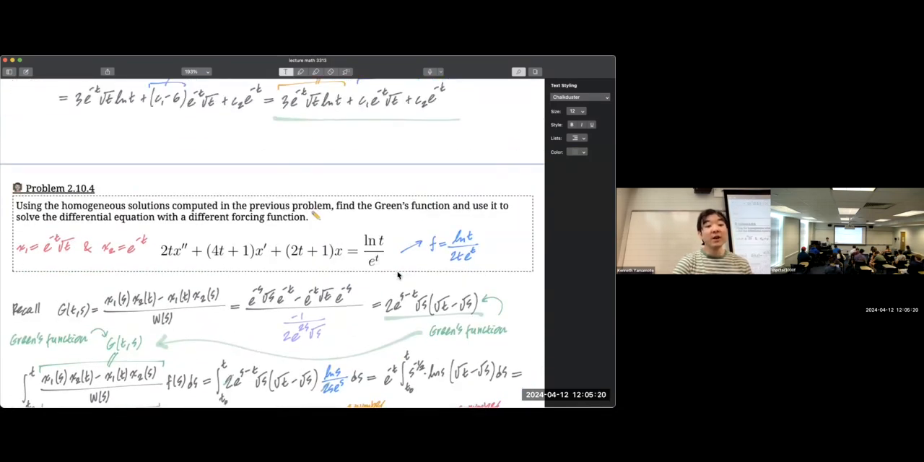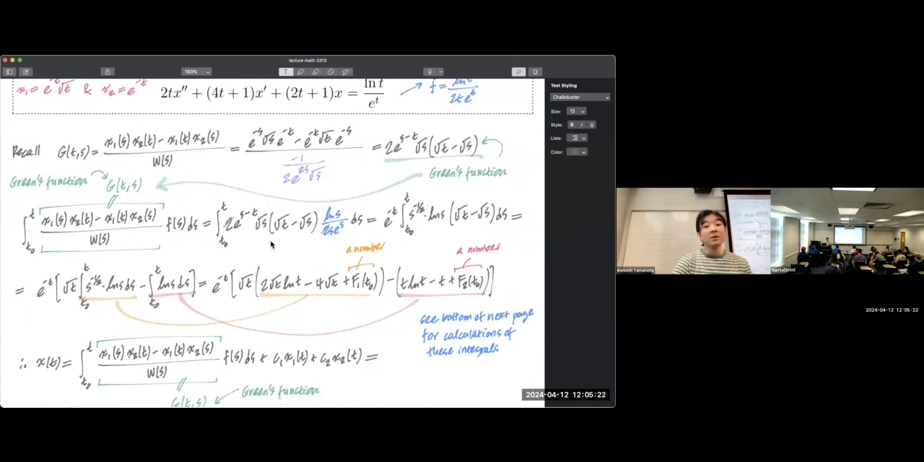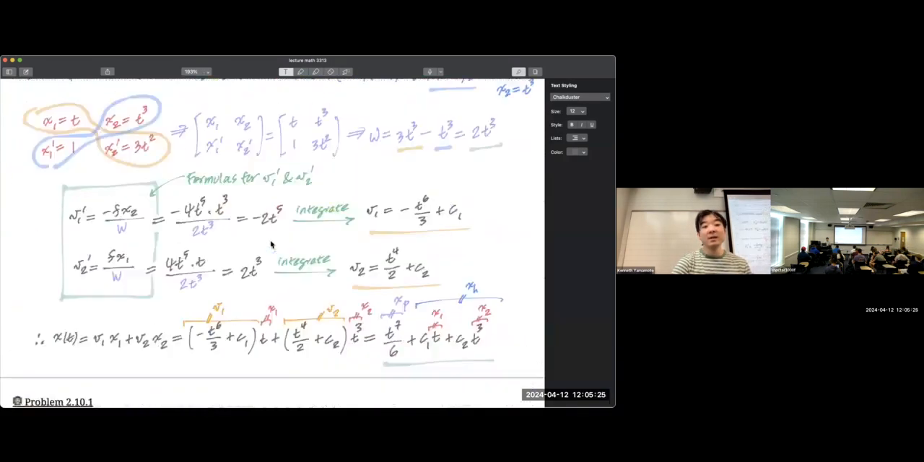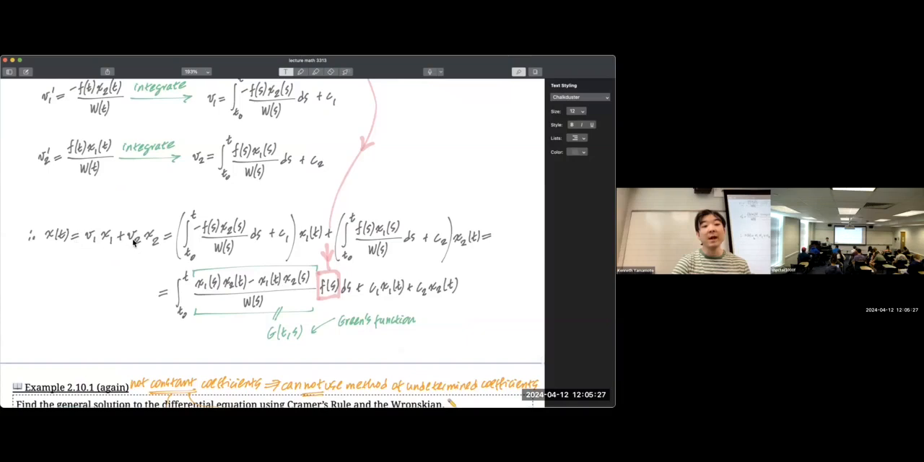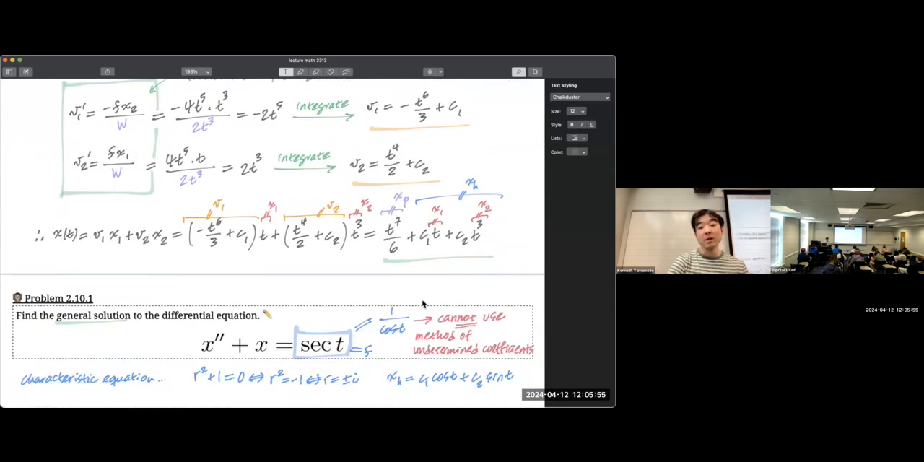In addition to variation of parameters, you could also use the Green's function. The nice thing about the Green's function is that it just gives you a direct answer. Your answer v1 x1 plus v2 x2 is what you would find with variation of parameters, after going through the trouble of finding v1 and v2. But all of that reduces to this expression here, so you can just use this directly. The price you pay is that it might be a little work to compute this integral of the Green's function. So you have those two ways: variation of parameters as well as the Green's function approach.